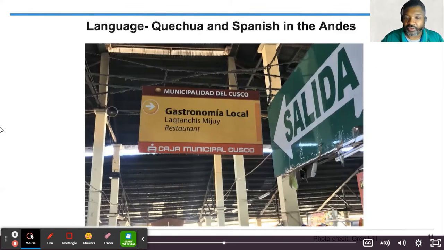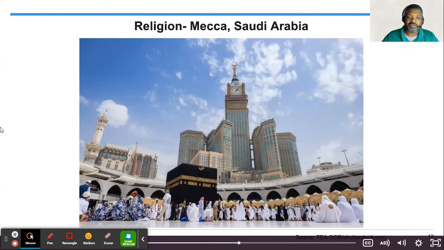Here in the Sutra market in Cusco, Peru, you see the introduction of English along with Spanish and Quechua. What do you think influenced the introduction of English here? Could it be that there are a lot of tourists that come to Cusco from all over the world, especially English-speaking countries?